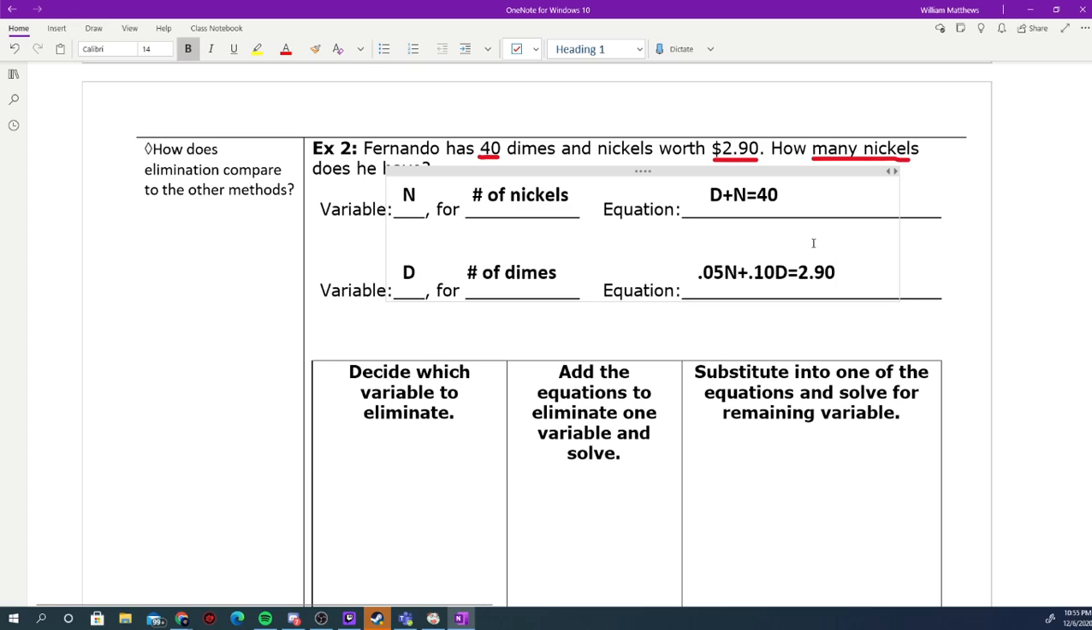Now in this case, to simplify our work, we know that we are looking for nickels. So I can eliminate the dimes and just go for the nickels. Now I almost forgot to actually clarify what variable I'm going for, or going to eliminate. So I'm going to eliminate dimes.